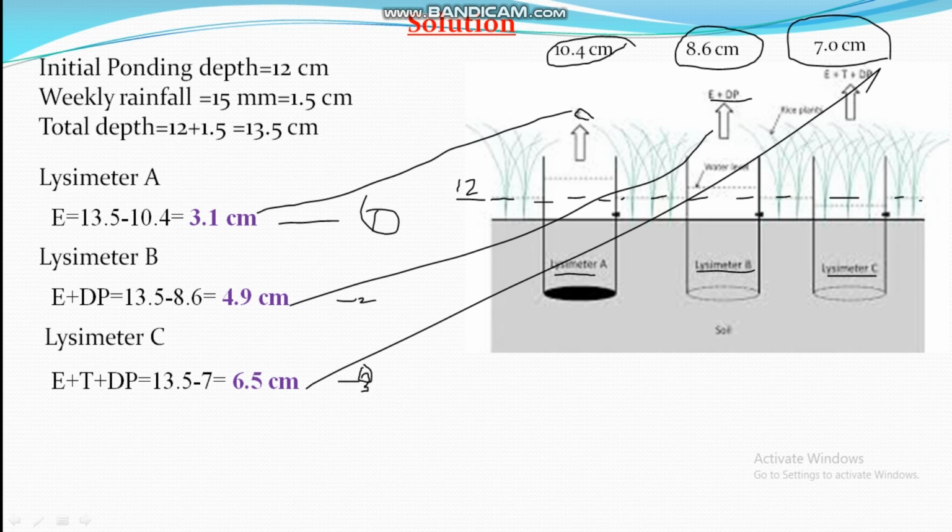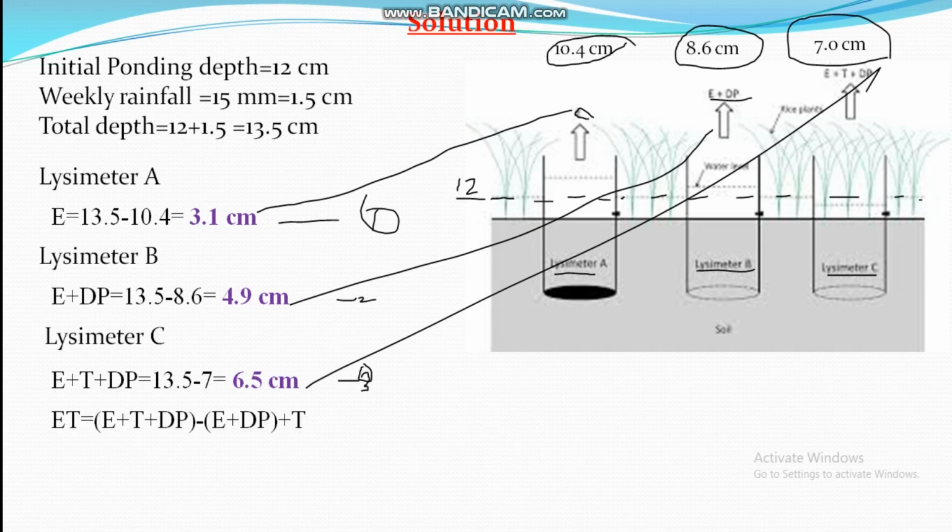If you put the three equations together, then there will be evapotranspiration. Evapotranspiration is evaporation plus transpiration. So ET will be equal to equation 3 minus equation 2 plus equation 1, that is E plus T plus dP minus E plus dP plus E. Then E plus T, which we require, is 6.5 minus 4.9 plus 3.1, which is equal to 4.7 centimeter.